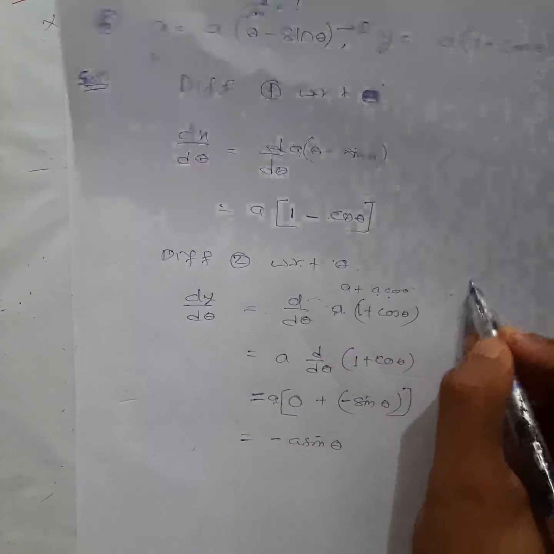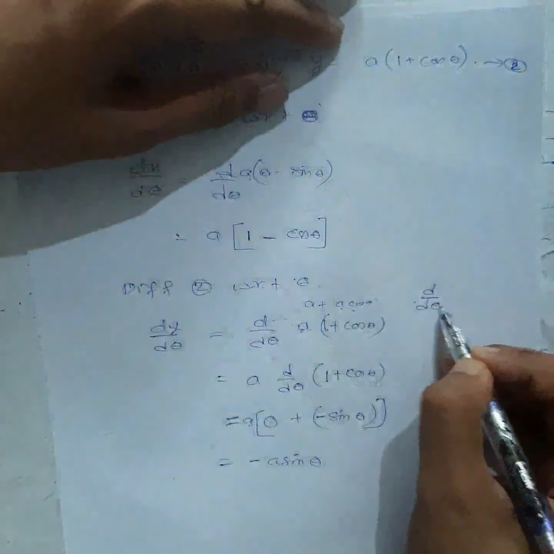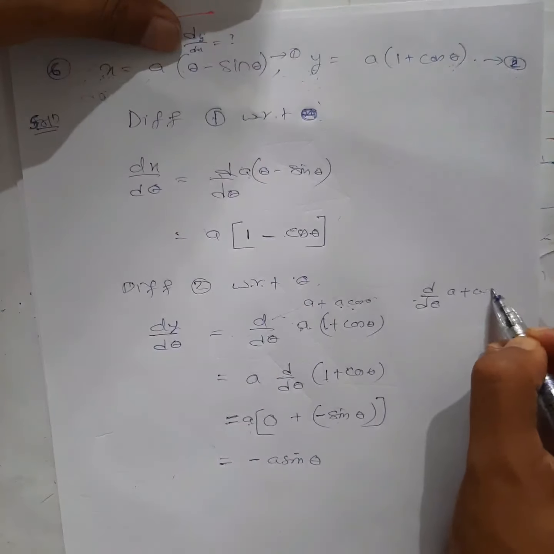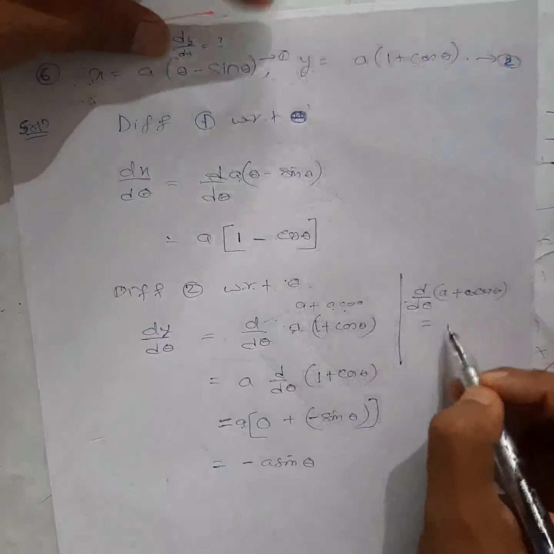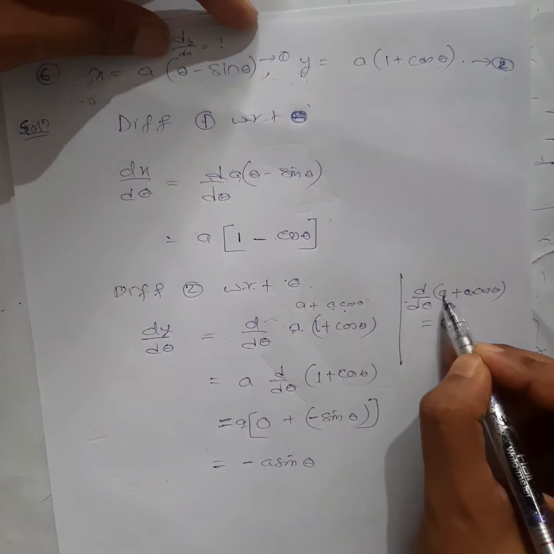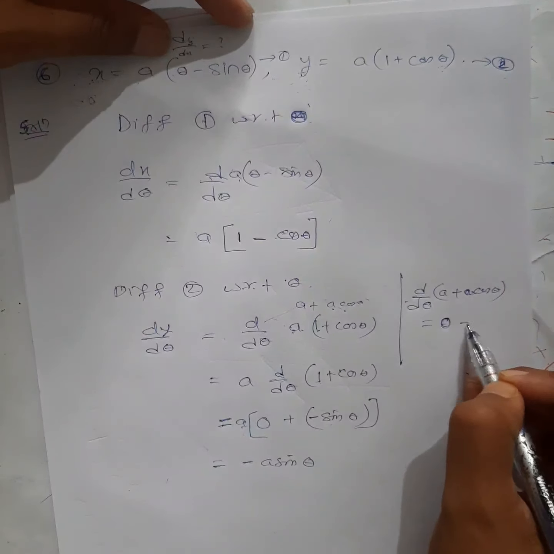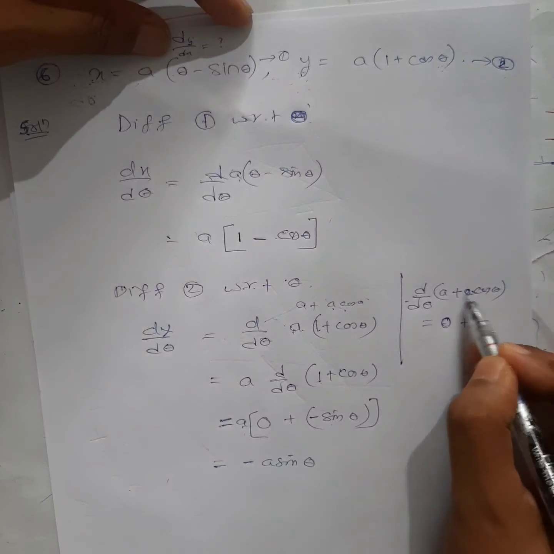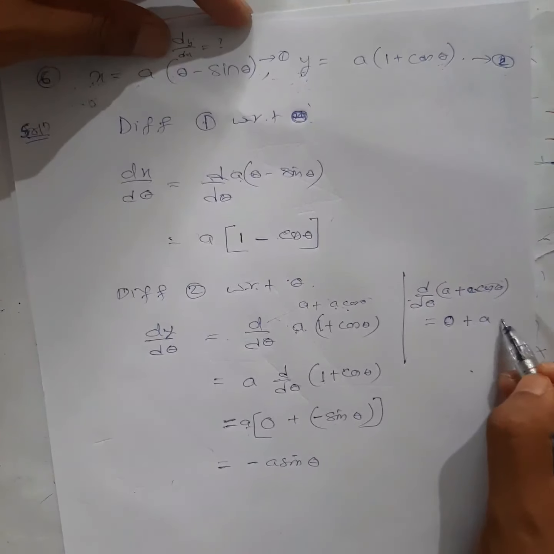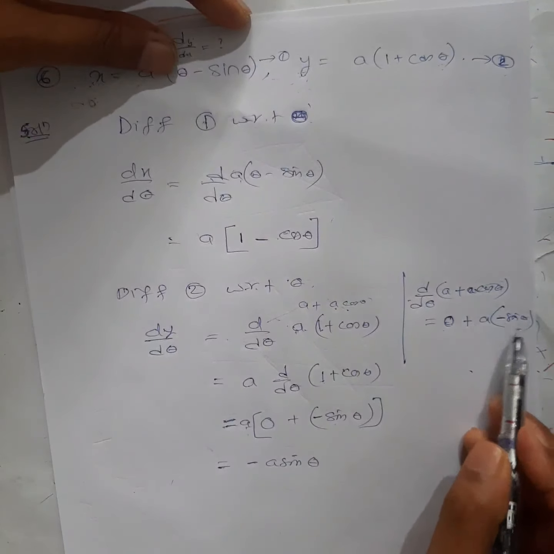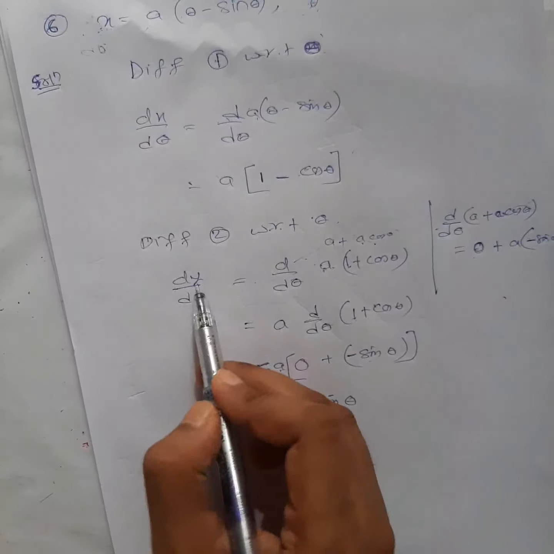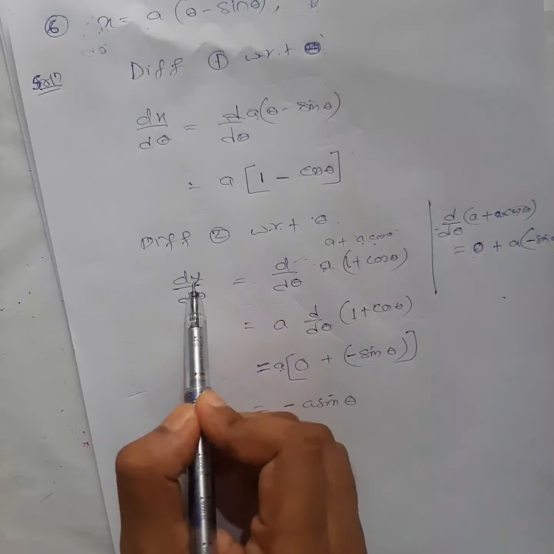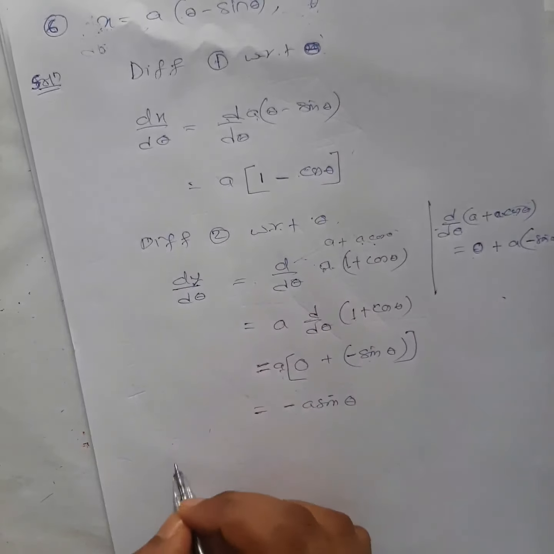If you differentiate this portion, d theta of a plus a cos theta, d theta of a is 0, constant. Differentiation of a constant is 0. Now the constant with this will come outside, then differentiate cos theta, which is minus sine theta. So you can see 0 plus a times minus sine theta. So you will get this one. Okay, so we have differentiated both. Now we will divide. We have to get dy by dx, right? So if I divide this by this, I will get dy by dx.